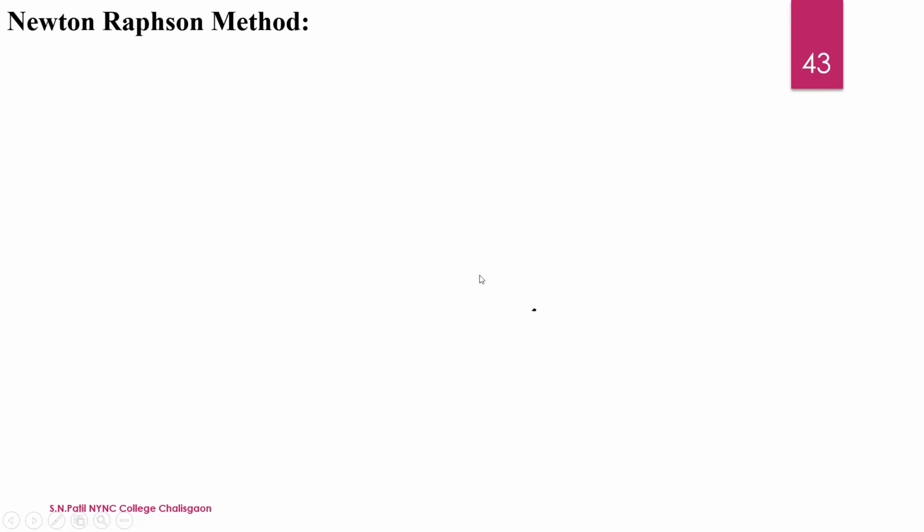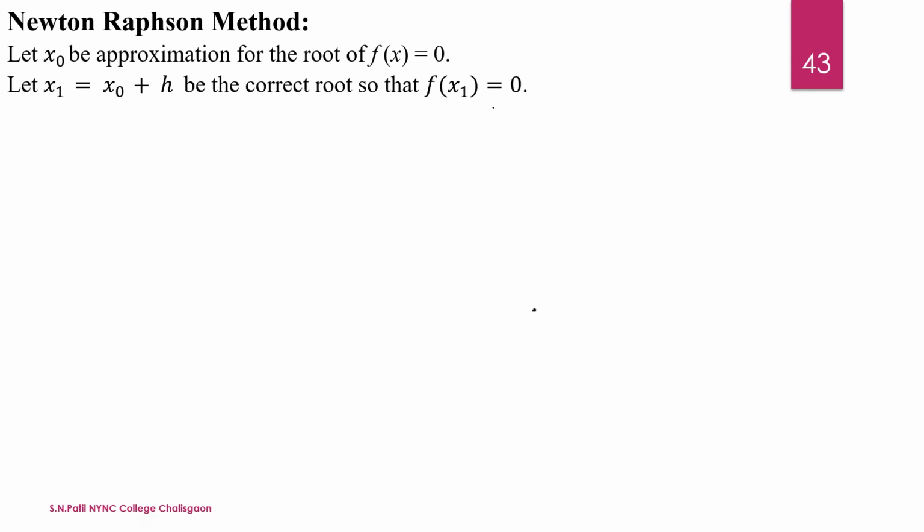In this video lecture, we will discuss the Newton-Raphson method. First of all, we consider an approximate root of the equation f(x). Now, instead of x0, we consider x1 to be the correct root, so that f(x1) = 0, where x1 = x0 + h. Now we use the Taylor series expansion for f(x0 + h).